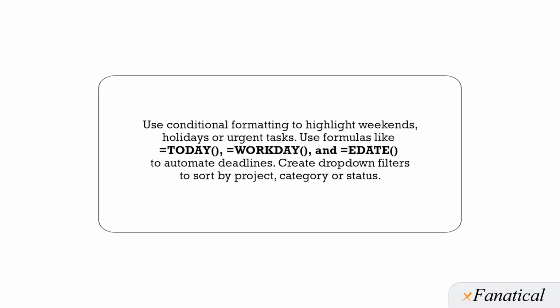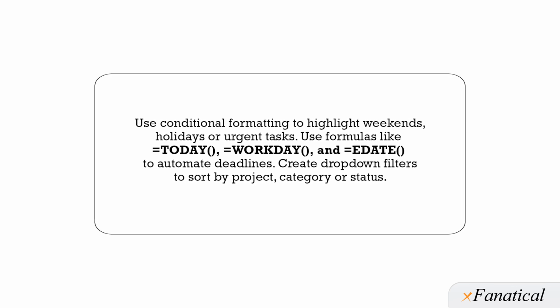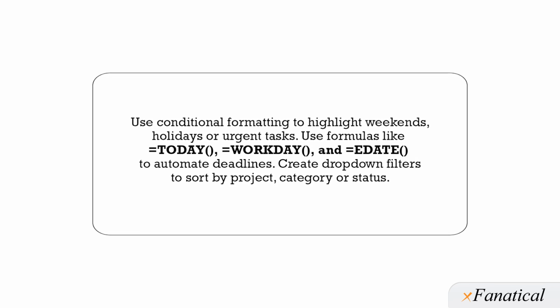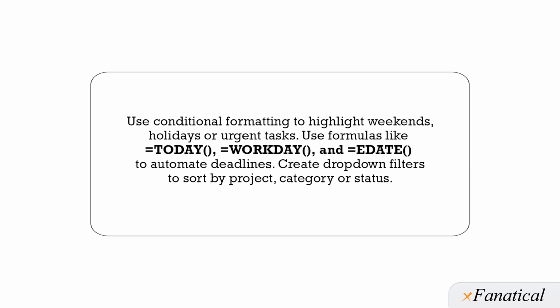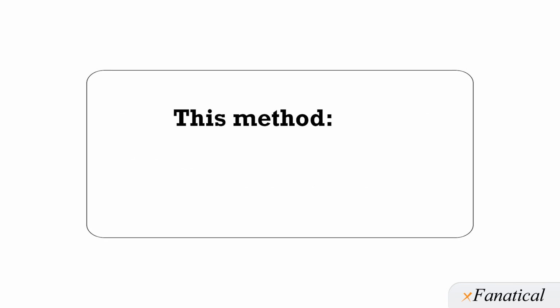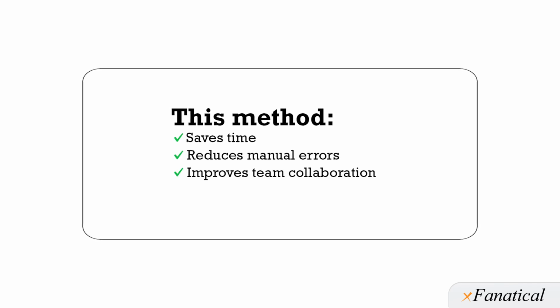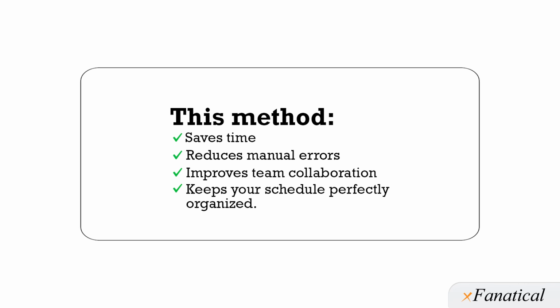Use conditional formatting to highlight weekends, holidays, or urgent tasks. Use formulas like this to automate deadlines. Create drop-down filters to sort by project, category, or status. This method saves time, reduces manual errors, improves team collaboration, and keeps your schedule perfectly organized.